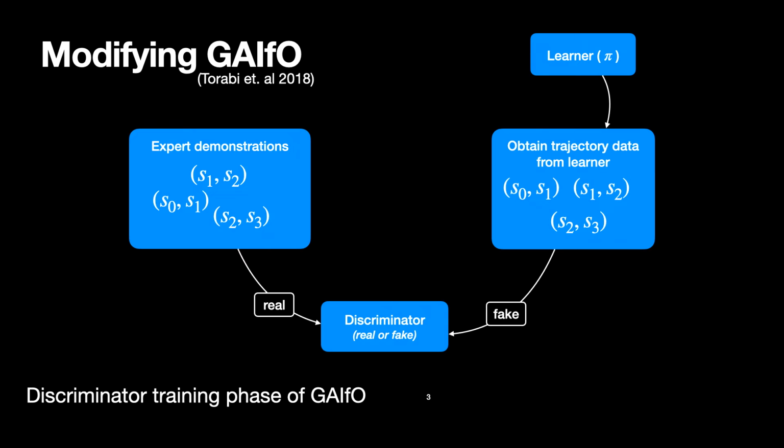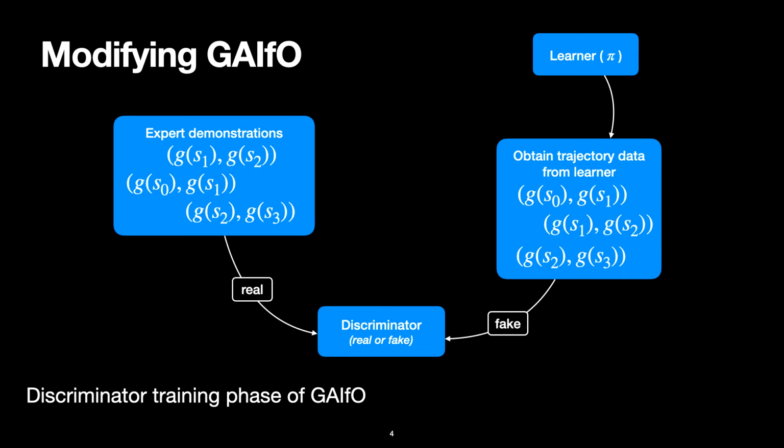The first modification we make is to wrap each state with an abstract function g before passing it to the discriminator. We refer to g, or rather the outputs of g, as skeletal features. We designed skeletal features to make the embodiment mismatch problem more tractable. So for toy domains like the half-cheetah domain I briefly talked about, g is simply the identity function.